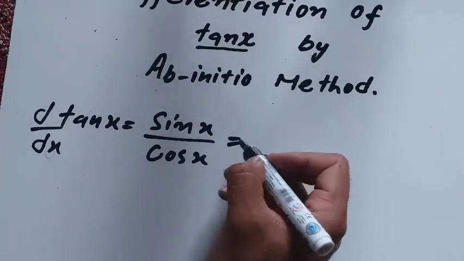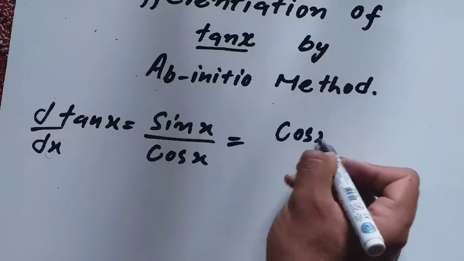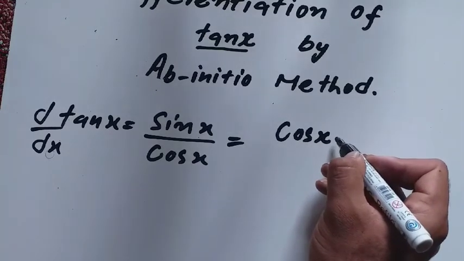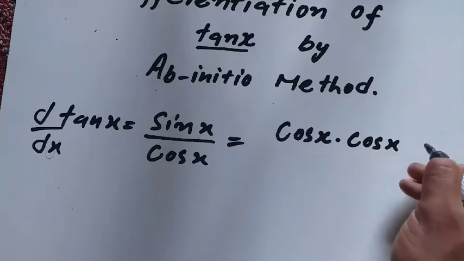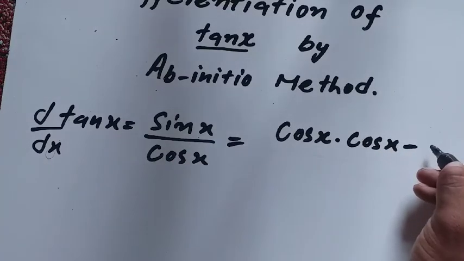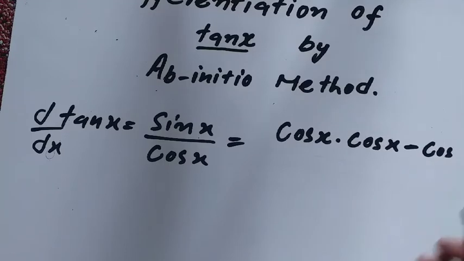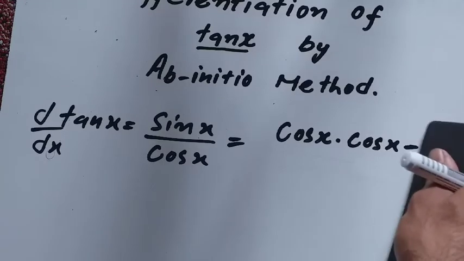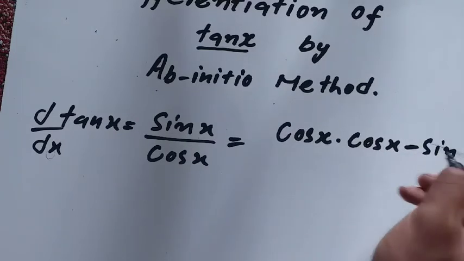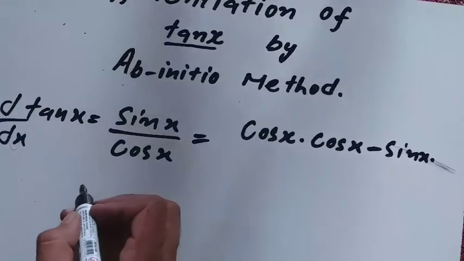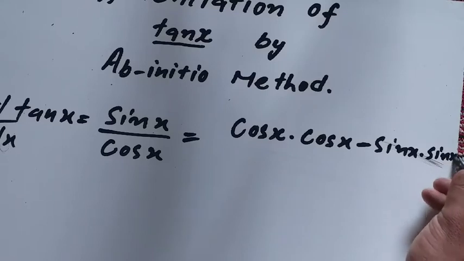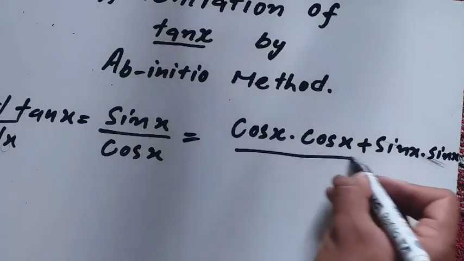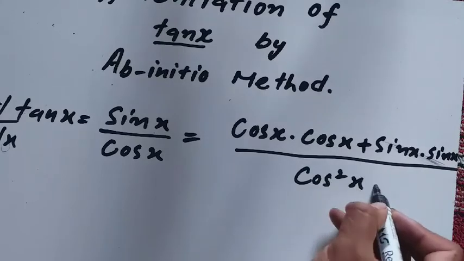Let me show you how. I can write this in this way: cos x multiplied by the differentiation of sin x, which becomes cos x, minus sin x same as it is, and the differentiation of cos x becomes minus sin x. When this minus sin x comes, again this becomes positive here, divided by cos square of x.